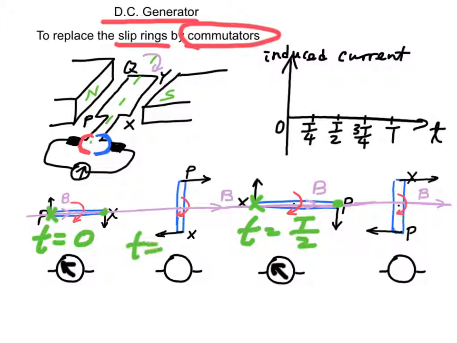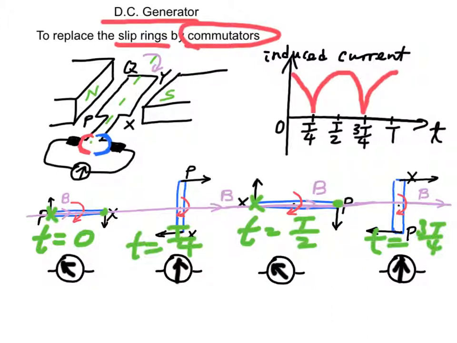At t equal to a quarter period and 3/4 of a period, the plane of the coil is perpendicular to the magnetic field, hence there will be no induced current. And the I-t graph will be like this one. We call this DC.